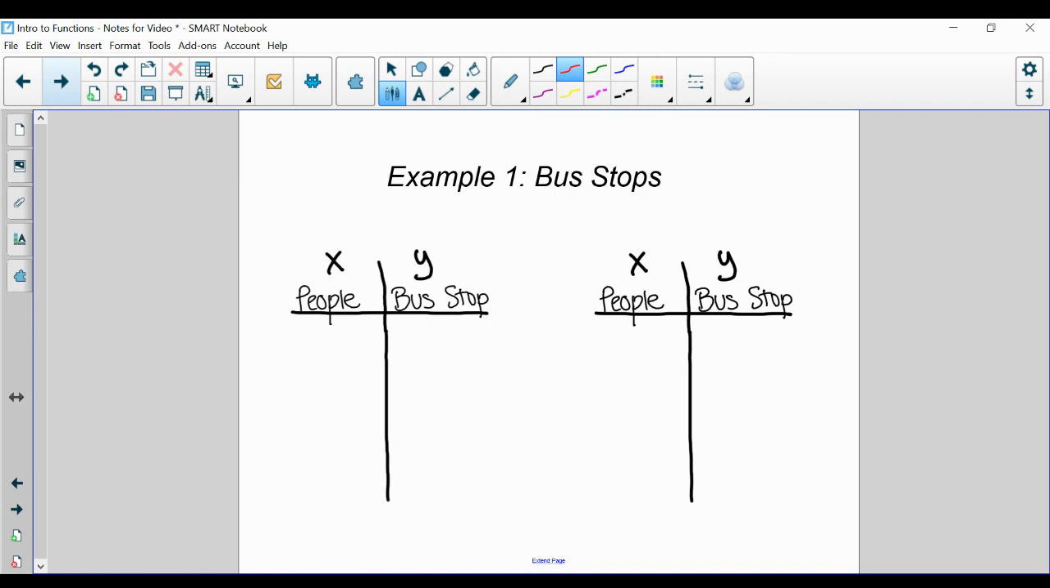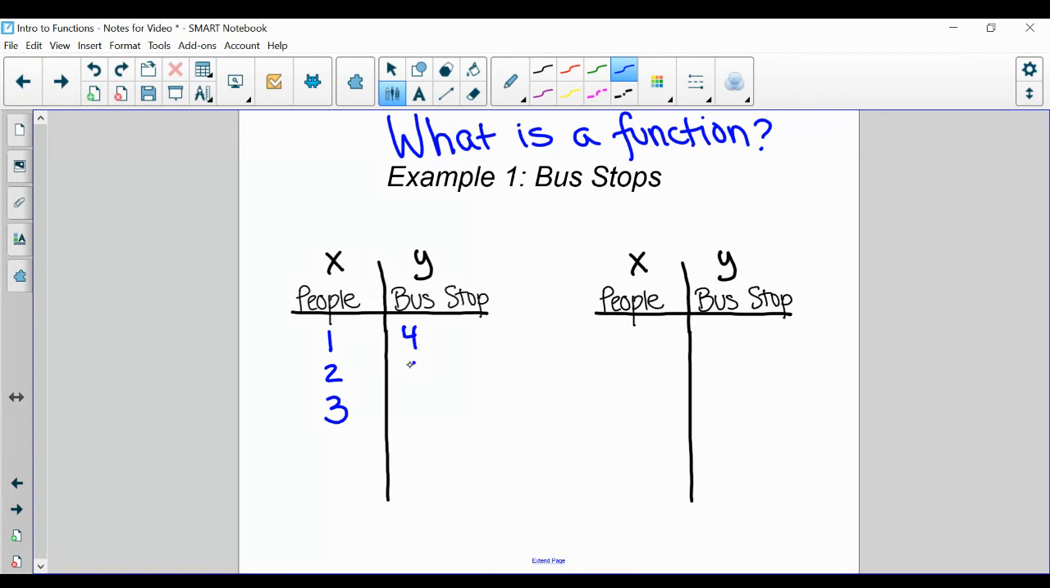So there's two ways to help you understand what is a function and what is not a function. One of the ways to think about this is bus stops. So we can have person 1, person 2, and person 3, and we can have bus stop 4, bus stop 5, and bus stop 6. So in life, person 1 could get off at bus stop 4, person 2 could get off at bus stop 5, and person 3 could also get off at bus stop 5. That is a function. So I have x values that match y values.